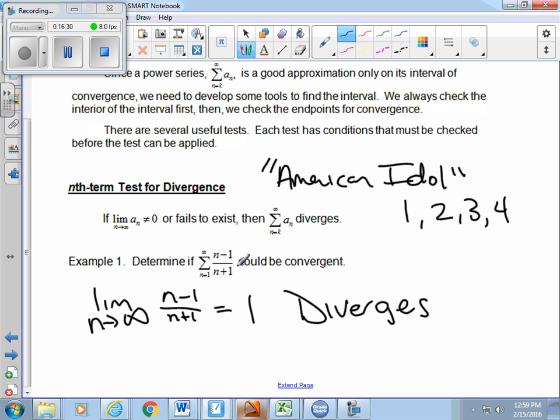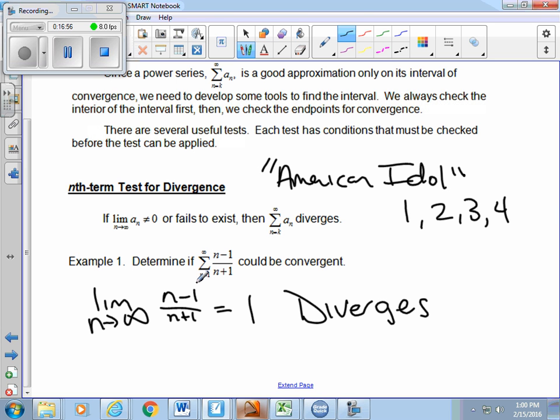So determine if that could converge. No, because the limit of this sequence is 1. What that means is the numbers get really, really big. These numbers go to 1. Well, what happens if you add up 1 infinitely many times? It goes to infinity, right? It does not converge to a number.